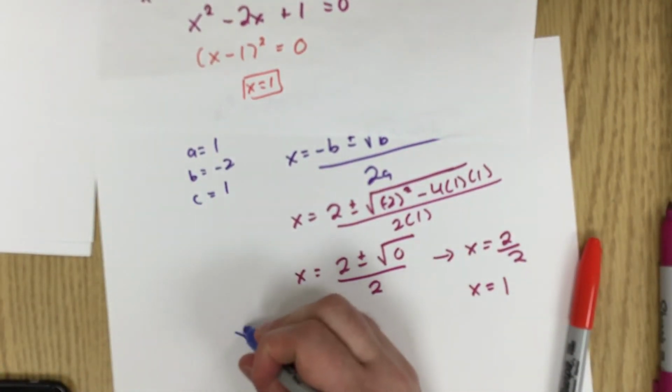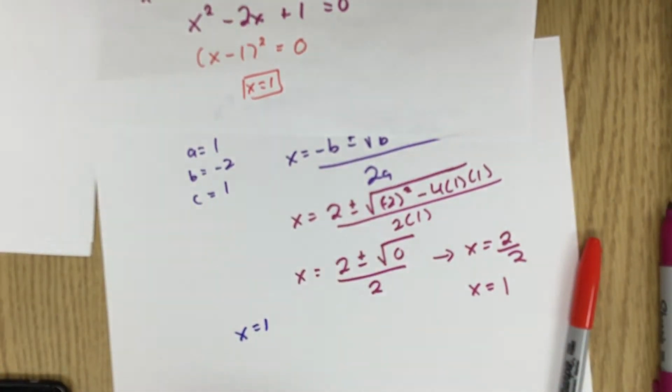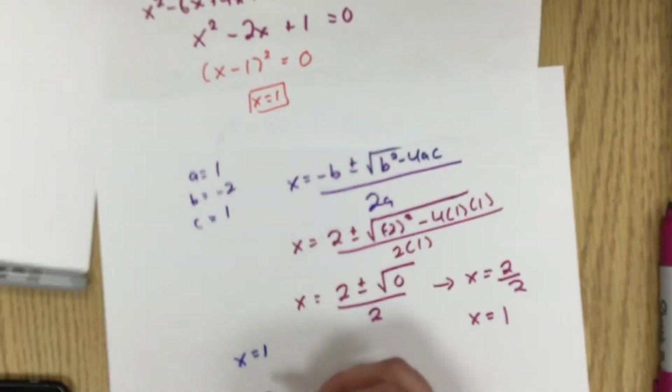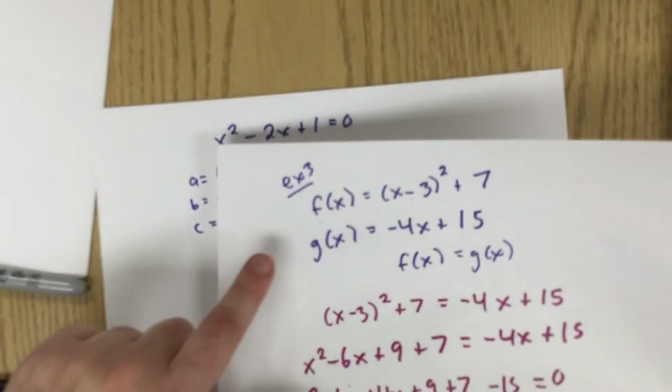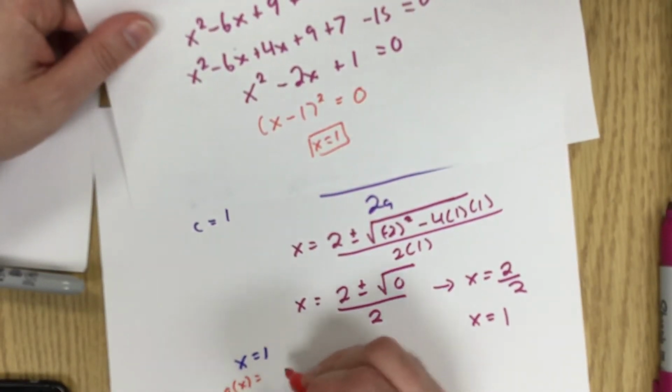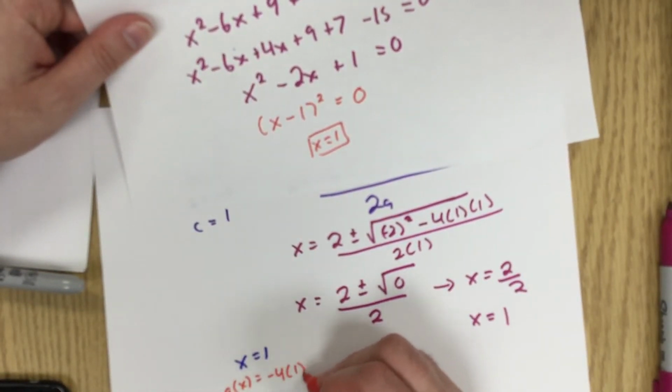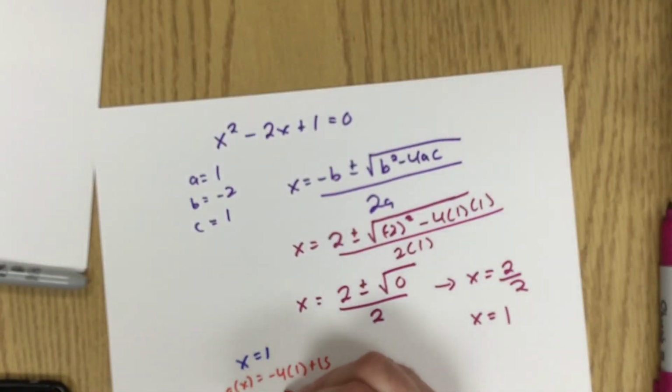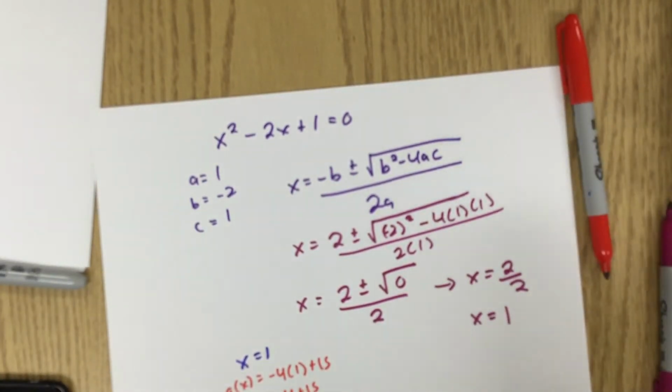So we know that x equals 1, and then we want to figure out the y. And so we're going to use the easier one. I think that's going to be g of x, which is minus 4 times 1 plus 15, which is minus 4 plus 15, which is 11. So the answer is, this intersects at 1 and 11, and that's it. That's the only point of intersection.